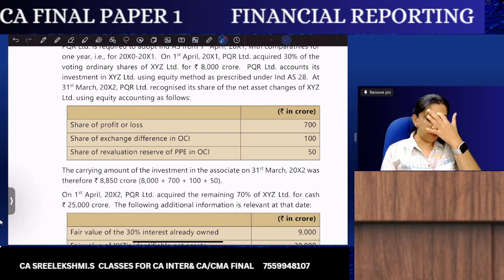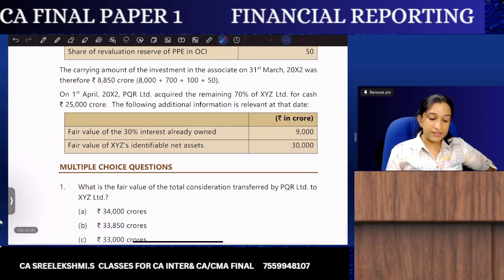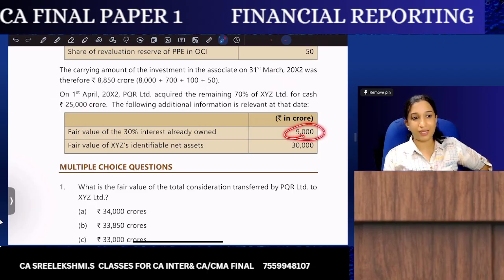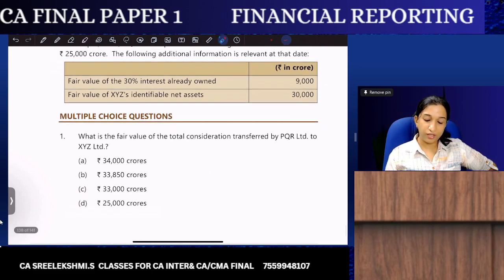PQR recognized the share of net assets because it is Ind AS 28. Share of profit and loss, share of exchange difference, share of revaluation reserve, this will be added, and the investments carrying amount is 8850. On 1st April 2012, PQR acquired remaining 70%, step acquisition. So already you had 30 plus you acquired 70, so 100% shares you acquired for 25,000 crores, and 30% of shares already held. Fair value is 9,000 and identifiable assets is 30,000. What is the fair value of total consideration?